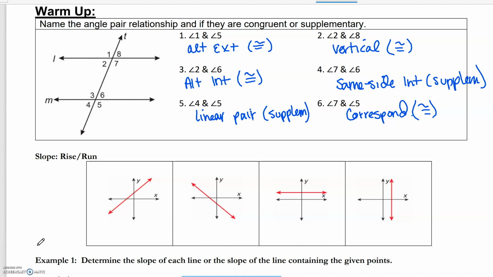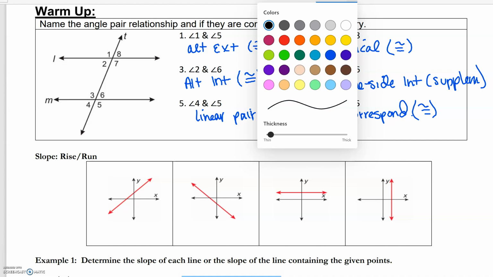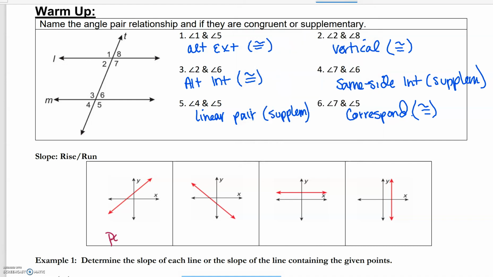So slope, let's review slope. Slope is rise over run, kind of from left to right if we're looking at a graph. So this would be a positive slope, going up from left to right. This would be a negative slope, going down from left to right. This would be a 0, and this would be an undefined.